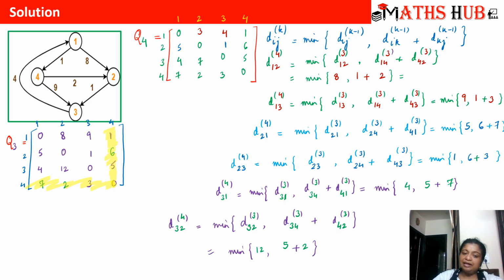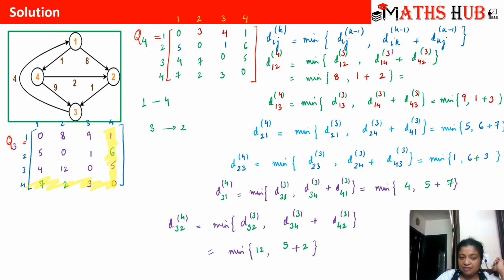From this weighted matrix we can calculate the shortest distance between any vertex to any other vertex. Suppose we need to calculate the shortest distance between vertex 1 and vertex 4. What is the shortest distance? We'll go from 1 to 4 and the shortest distance is 1. So you can see that 1 to 4 can be covered with this weight 1. Similarly, if somebody asks you what is the shortest distance between 3 and 2? The shortest distance between 3 and 2 is 7.